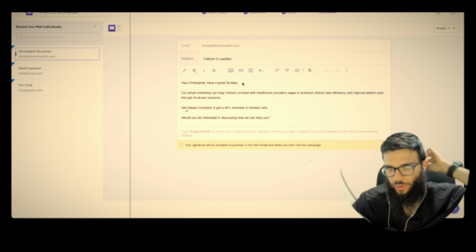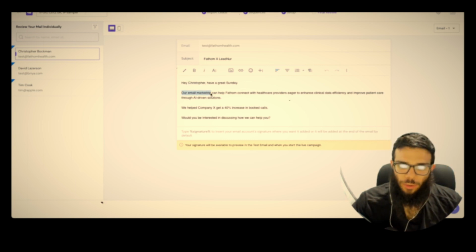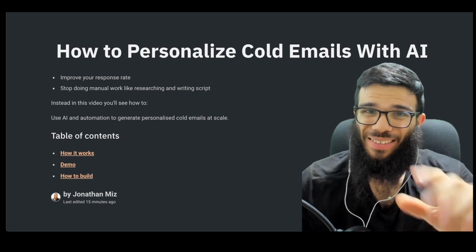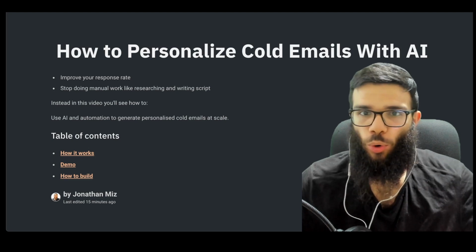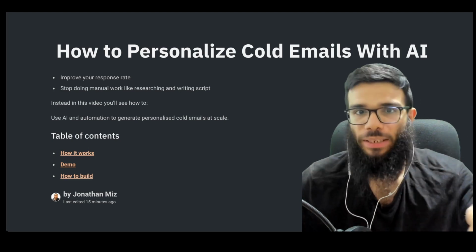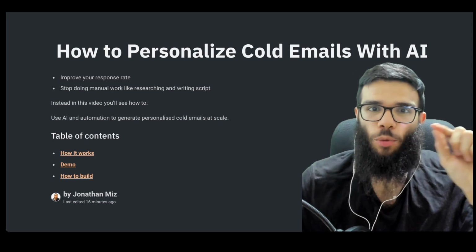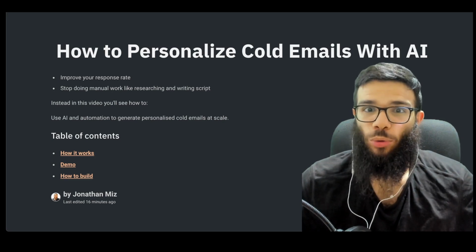So, hey Christopher, have a great Sunday. Our email marketing can help Fathom. Cold email is one of the most effective ways to get sales for B2B companies, but sometimes it requires a lot of manual work like writing the scripts, building the list, researching the leads, and so on. But with the power of AI and automation, we don't need to do this manually anymore.